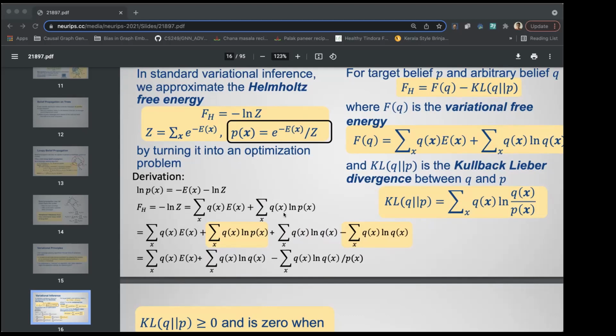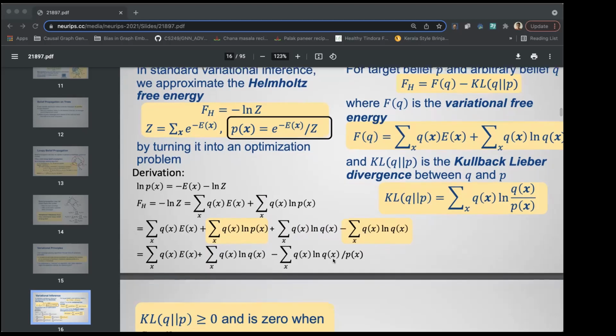I think I understood this proof before, but I don't know where some of the stuff went. So we have these two terms from here, from the Helmholtz energy. Oh, I see. Okay, so I believe we plug in log p of x here, and we can expand, and then we get that these two terms combine to the KL divergence.